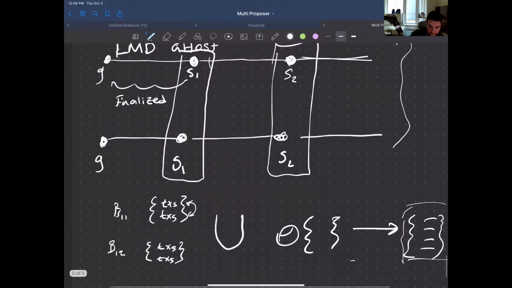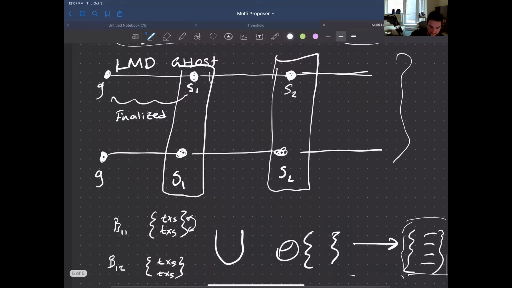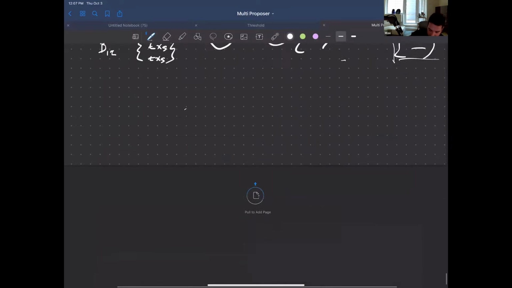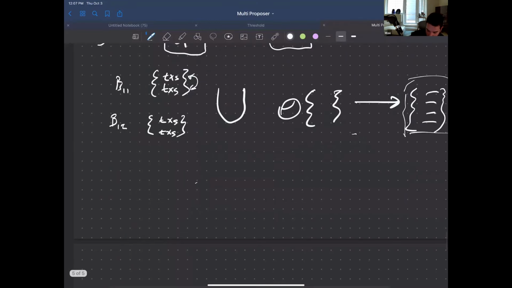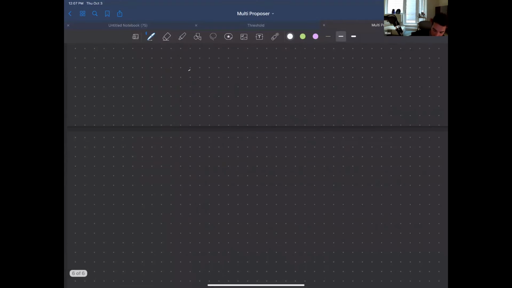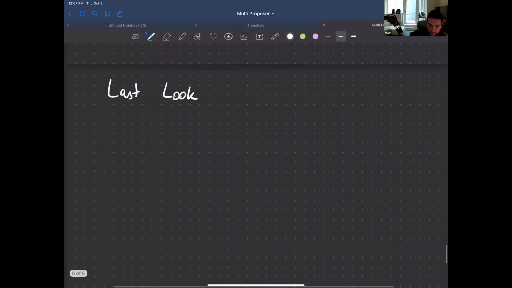So that's the basic idea. Let's talk about the hairy stuff and what the criticisms of this design have been. The major issue that has been raised is this thing called last look. Now we have multiple proposers. We don't want one proposer to act much later than another proposer. There's a question in the chat.